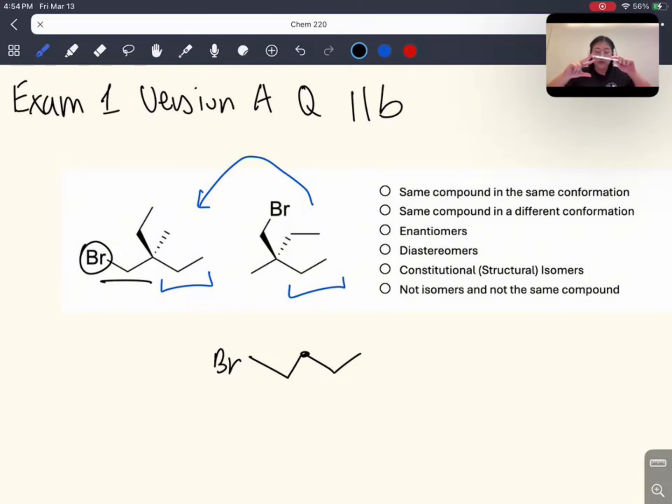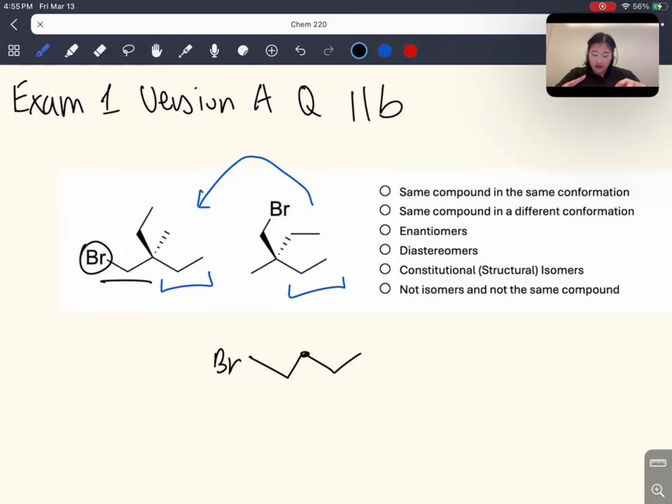I want my group that is in the front, which is my bromine group, to be in plane. So I need to rotate it like this, towards me. Okay, if I rotate it towards me, what ends up in front? My middle finger ended up in front. What was my middle finger before? My middle finger was the thing in the back. So what was the thing in the back? It was my ethyl group.